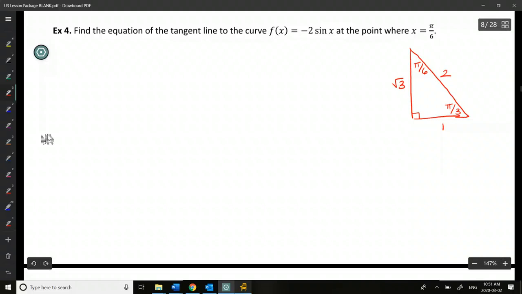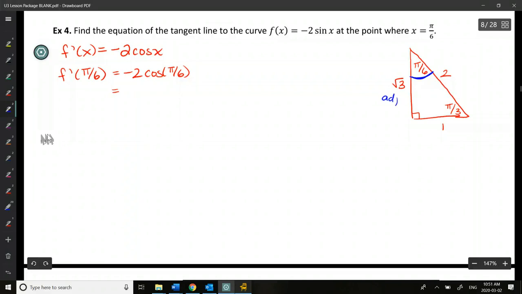Okay, so first things first, let's find the slope of the tangent by finding the derivative. Our derivative here is negative 2 cos x, and we're going to evaluate that at pi over 6. Okay, so pi over 6 is our reference angle. That makes this adjacent and hypotenuse and opposite. So what is the cos of pi over 6? Root 3 over 2.